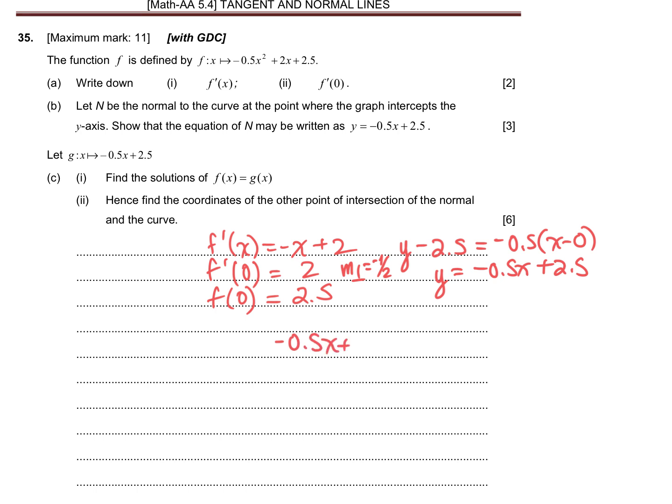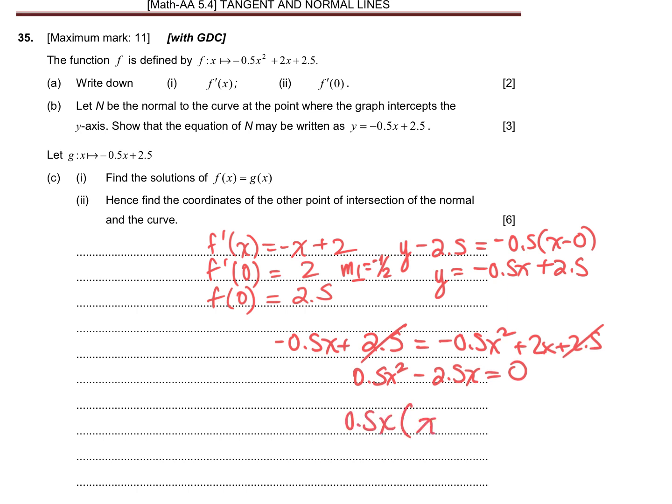So one of those should be 0. Negative 0.5x squared plus 2x plus 2.5. So we know it intersects at 0, so those cancel. 0.5x squared, and then minus 2.5x is 0. So getting everything to the left side and then factoring out a 0.5x, we're just going to have x minus 5 is 0. So x is 0, that's the one, or x is 5, and we need the coordinates.